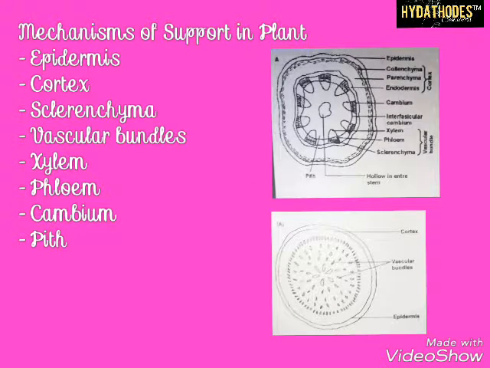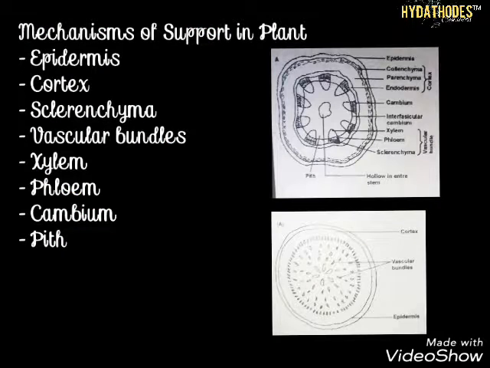Mechanisms of support in plant. The entire plant body, be it internal or external parts, provide the necessary support to plants. Thus, the knowledge of the internal structure of the leaves, stem, and roots will assist in the understanding of the mechanism of support in plants. The internal parts include the epidermis or piliferous layer, the cortex, the sclerenchyma, the vascular bundles, the xylem, the phloem, the cambium, and the pith.